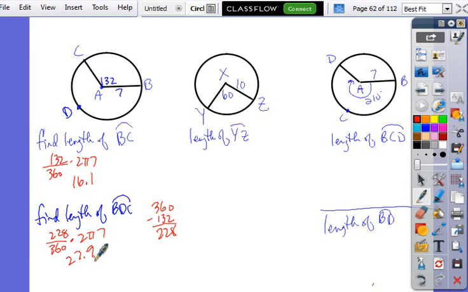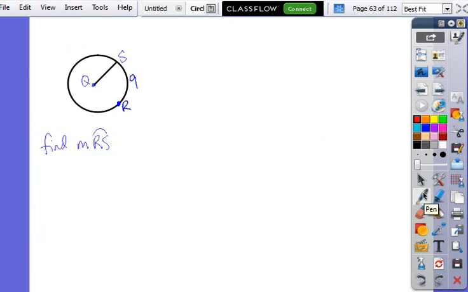If it says find anything else other than arc length, we're going to go back and use the proportion. Arc length goes over 2 pi r, and arc measure, the degree, goes over 360.